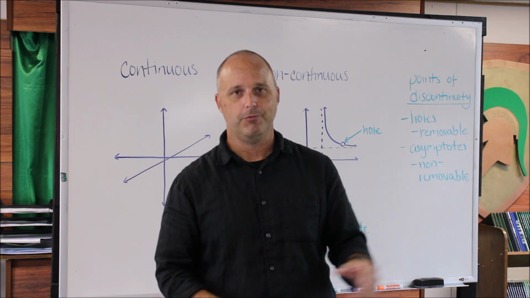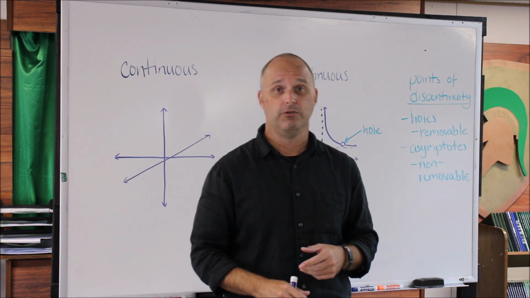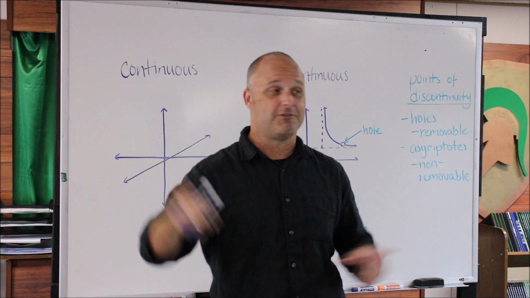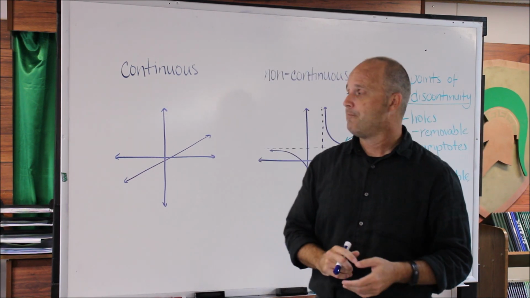We're going to have points that we're going to remove. We might have 2 or 3 vertical asymptotes. We might have a horizontal asymptote. You might have graphs going in that direction, in that direction, in that direction, all at the same time. It all depends on what we end up with.